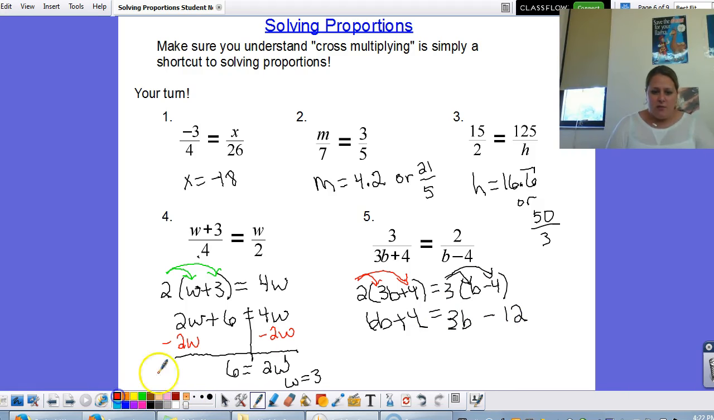We have b's on both sides, that's a problem. Get rid of one. I'm going to pick the 3 to get rid of. Since it's positive, I'm subtracting 3b from both sides. All right, let's see what's left over. 6b minus 3b is 3b. Bring down the plus 4. On this side, this is gone, leaving a negative 12.